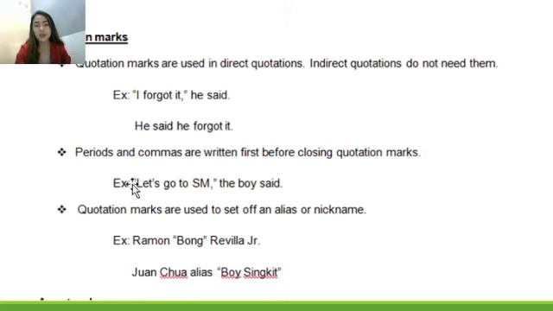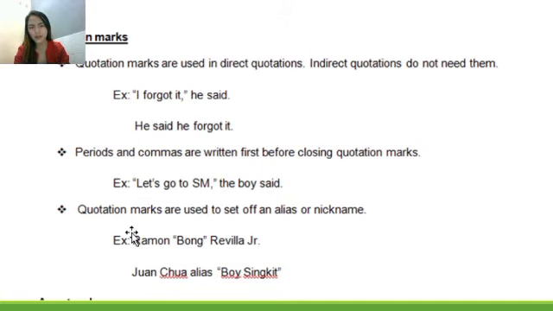Periods and commas are written first before closing quotation marks. That's right, guys. Dapat before doon sa quotation, nakalagay yung comma. Kasi minsan nagkakamali eh. After na nung quotation dito, SM, quotation, close, yung close na quotation, tapos comma.